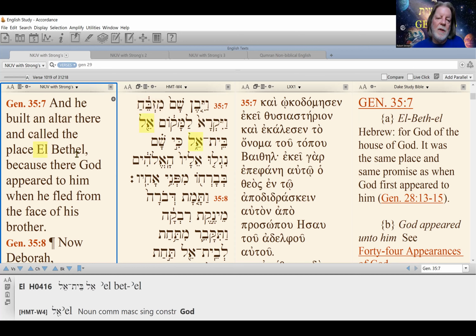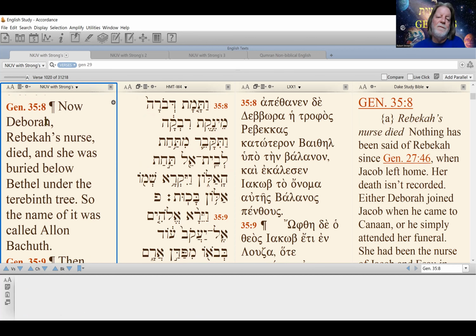And there he called the name of the place Beth El, because there God appeared to him when he fled from the face of his brothers. So he had already called it Bethel. It sounds like he kind of dedicates the city of Bethel again, and he builds an altar there to worship his God, the one true God.